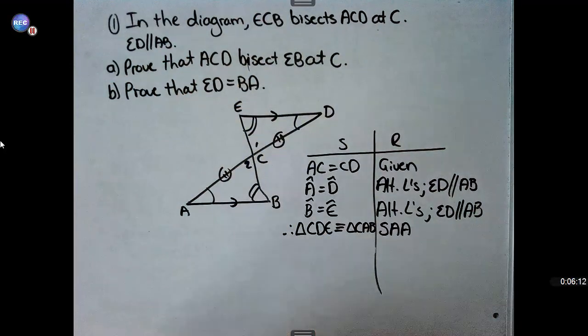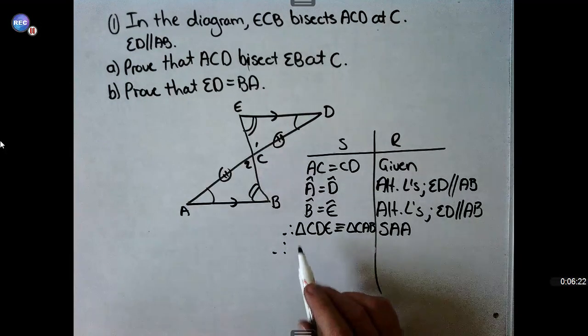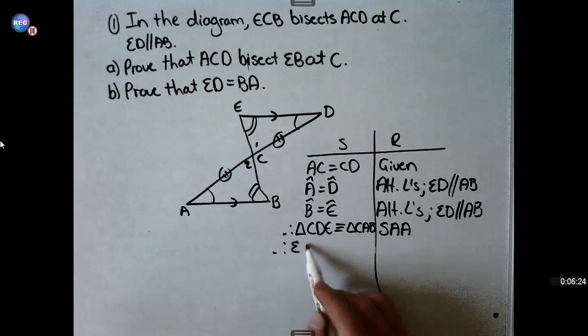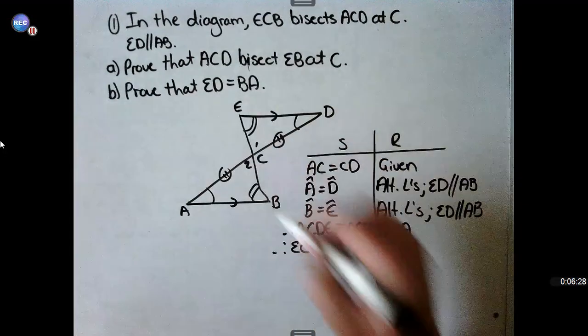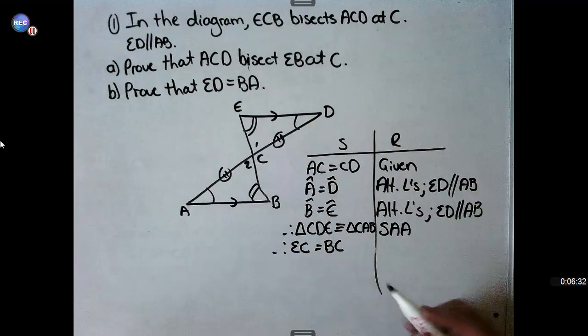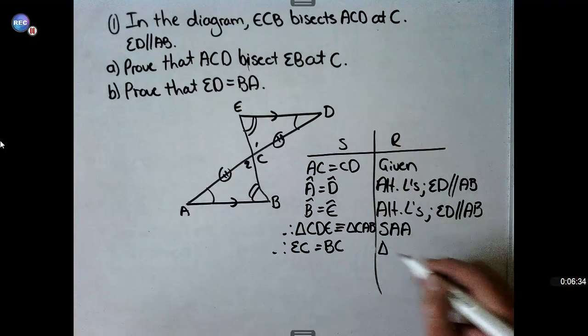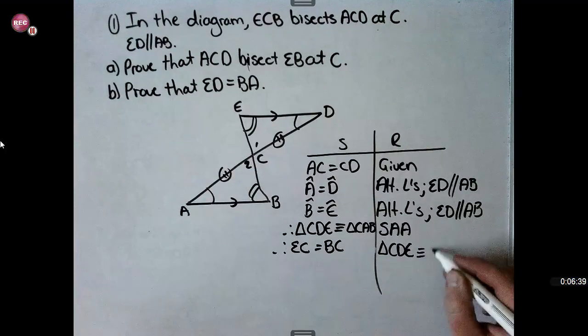Now, because you've proven congruency, it means that these shapes should be exactly the same. Which therefore then means that side EC is equal to side BC. And the reason therefore is because triangle CDE is congruent to triangle CAB.